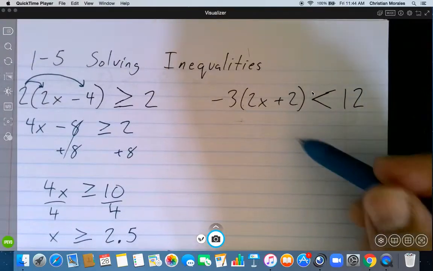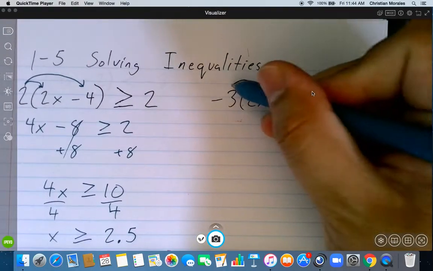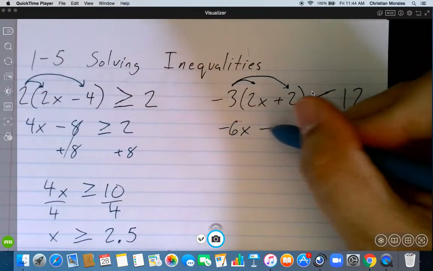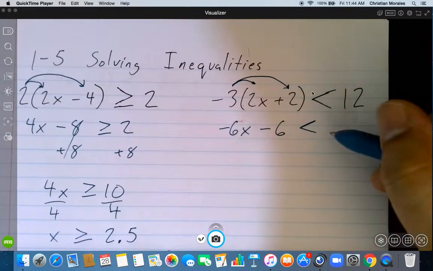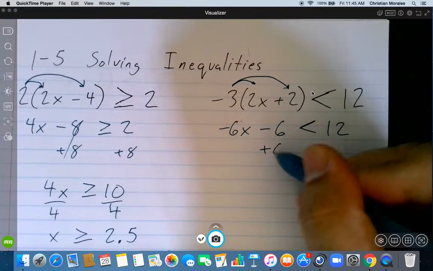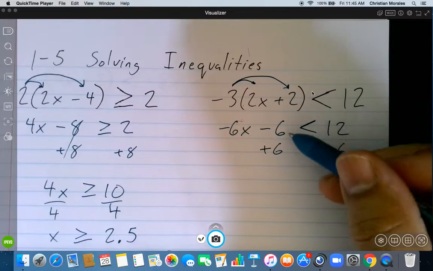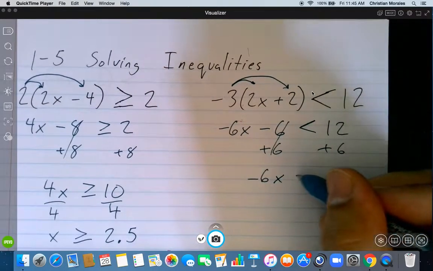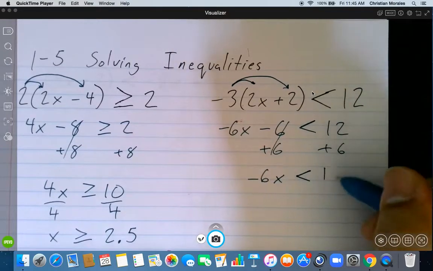We're going to distribute here. Negative 3, negative 6x, minus 6. Okay, we're going to have to move that 6, so the inverse of subtracting is adding. 6's cancel out. Negative 6x is less than 18.